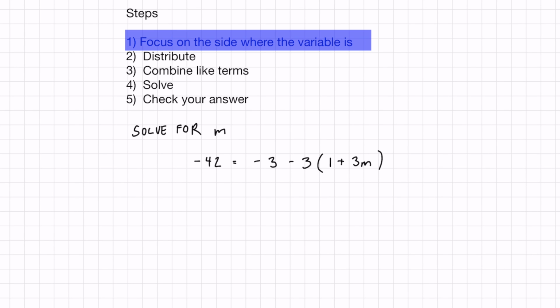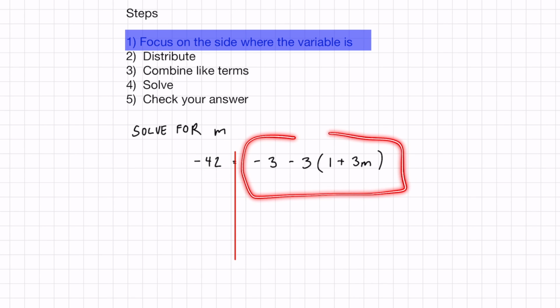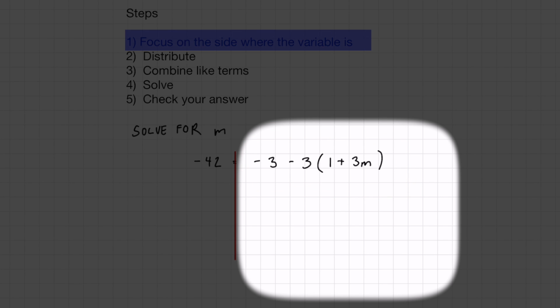And some of your teachers even draw that, they call it a river or a line or a wall. That just separates the left and right side of the equal sign. And as you can see, the variable is on the right side. It's on this side right here. So don't worry about the negative 42 for now. Let's just focus on the right side and move on to step number 2, which is distribute.